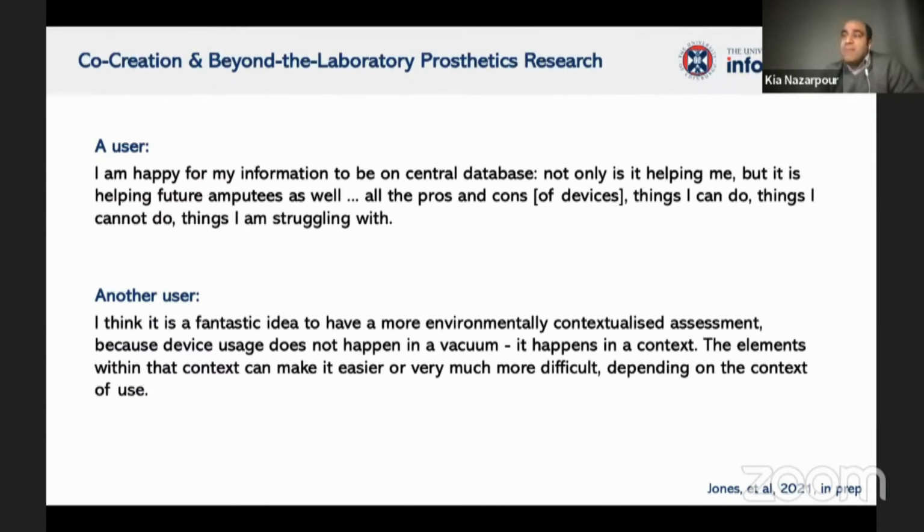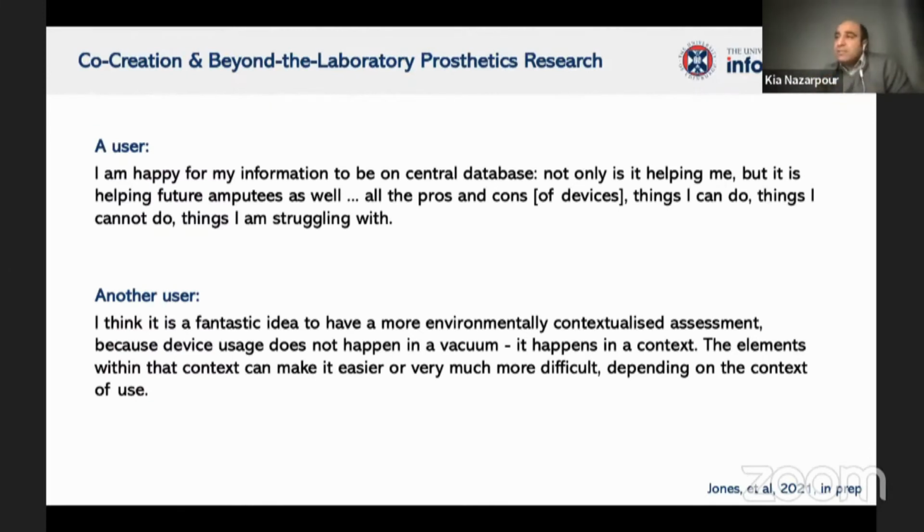One said, "I'm happy for my information to be on a central database. Not only is it helping me, but it is also helping future amputees as well. All the pros and cons of these devices, things I can do, things I cannot do, and things I'm struggling with. It would be good to report them and document them."